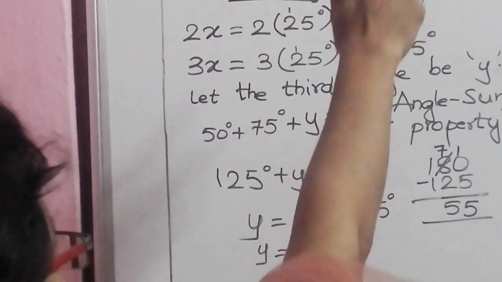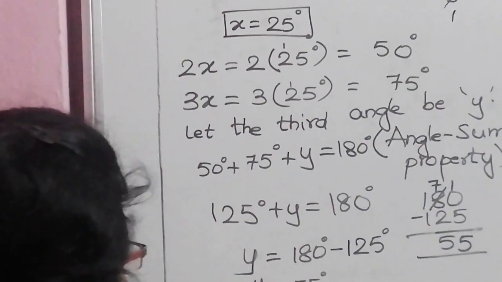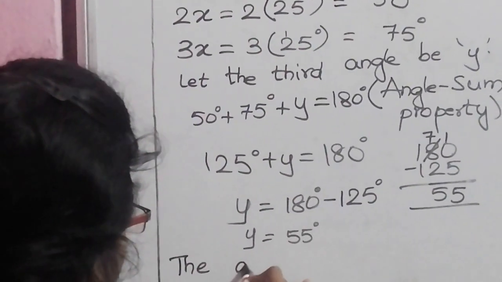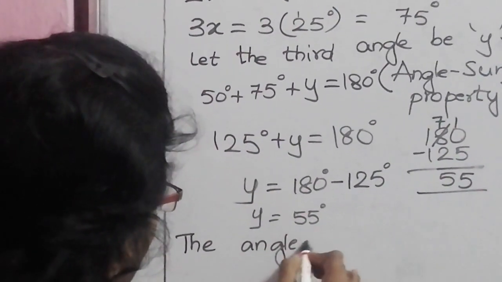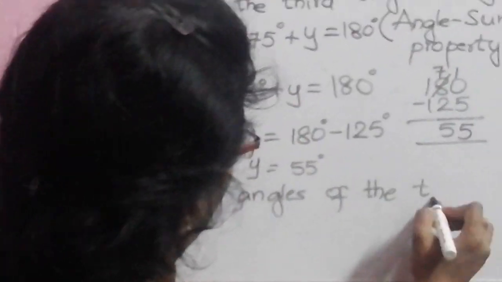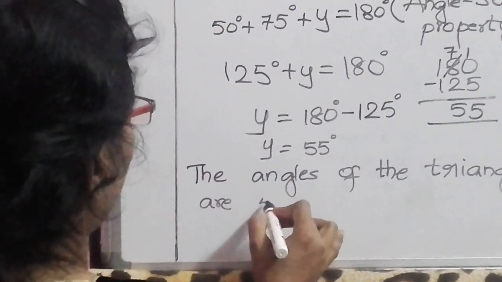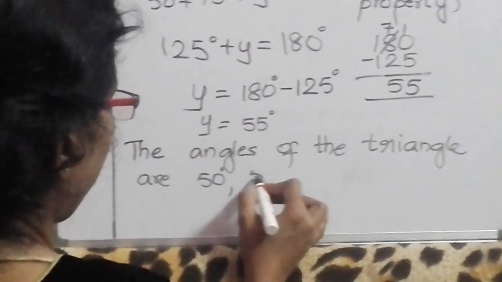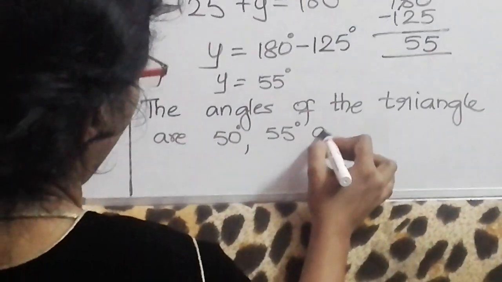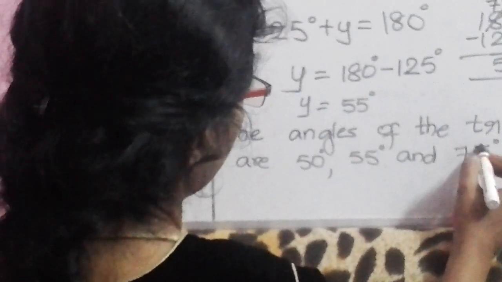They asked you to find the angles of the triangle, so we have found the angles. The angles of the triangle are 50 degrees, 55 degrees and 75 degrees.